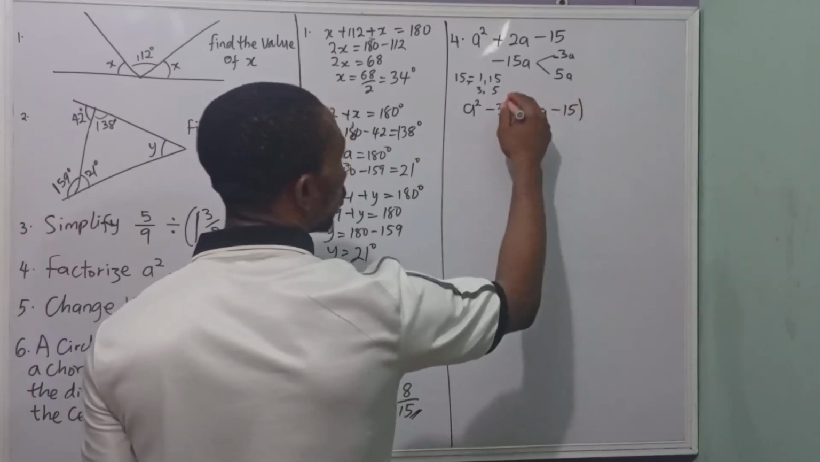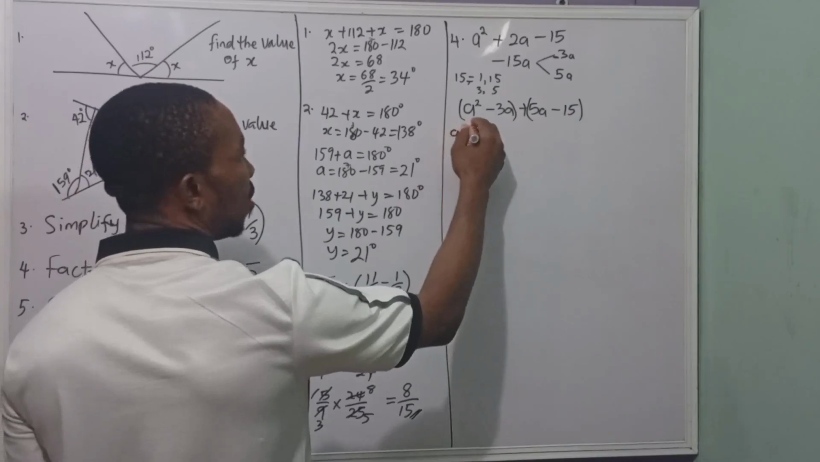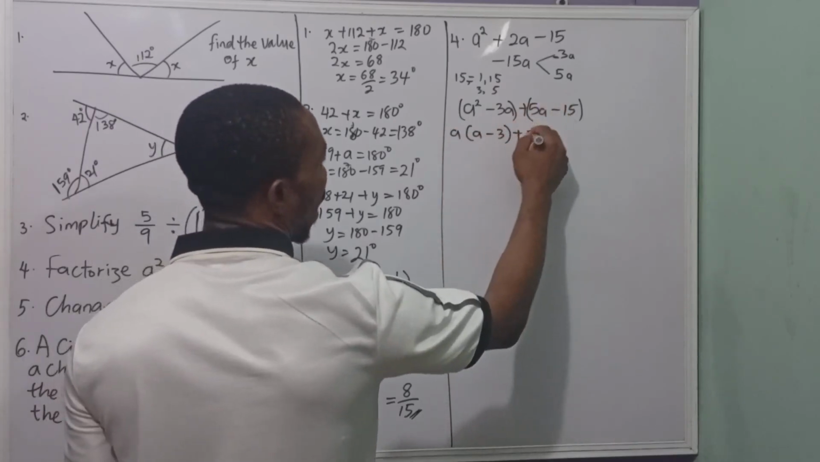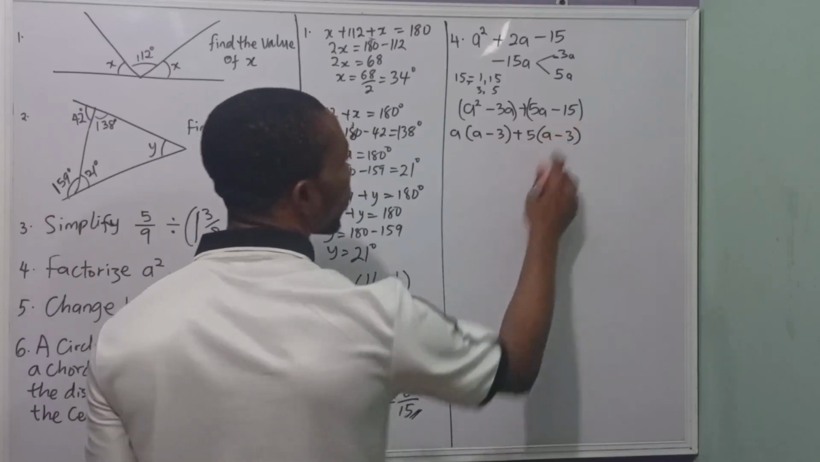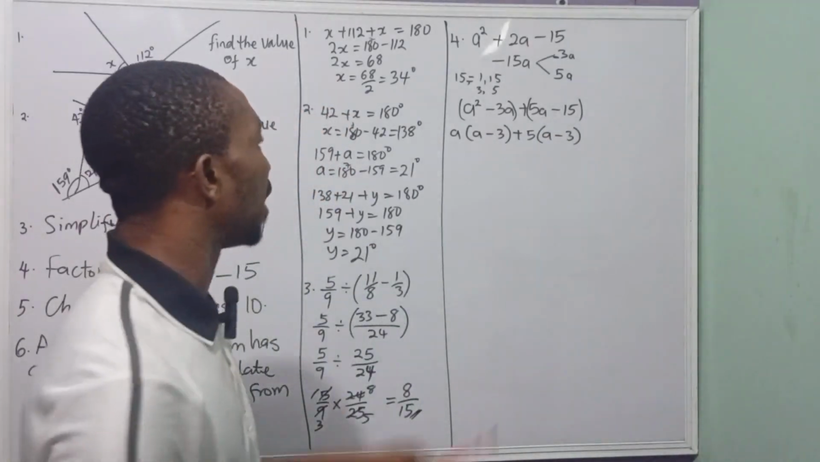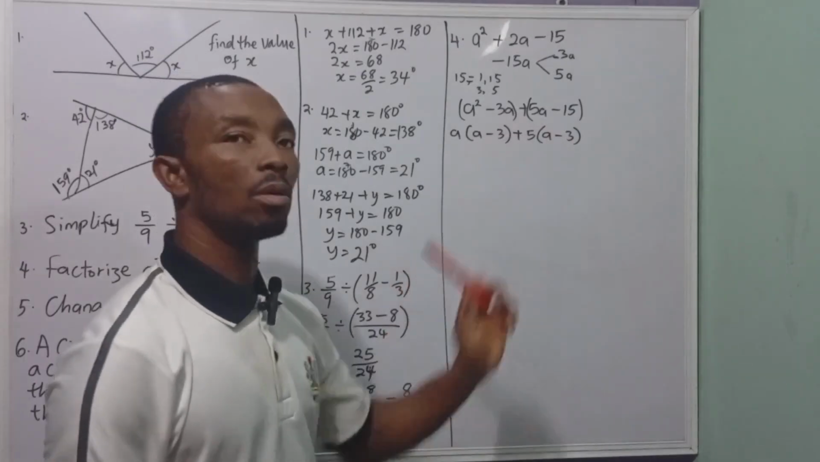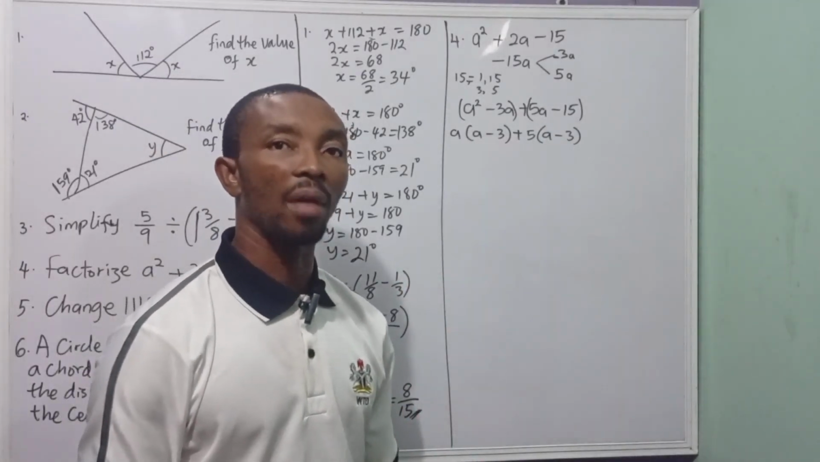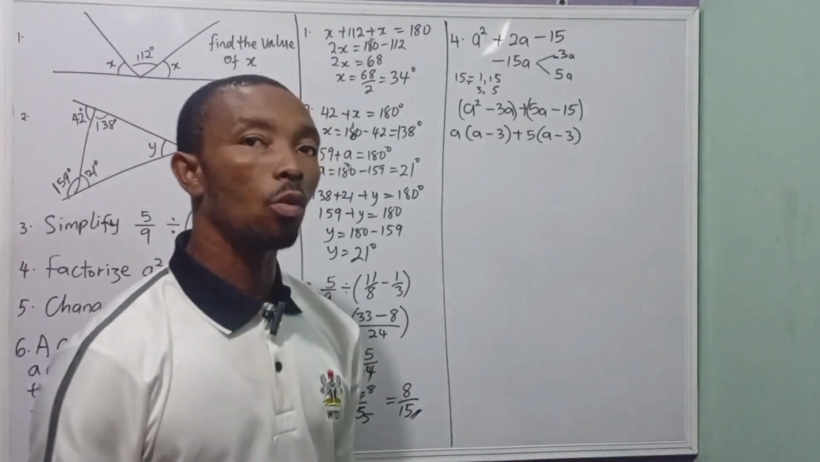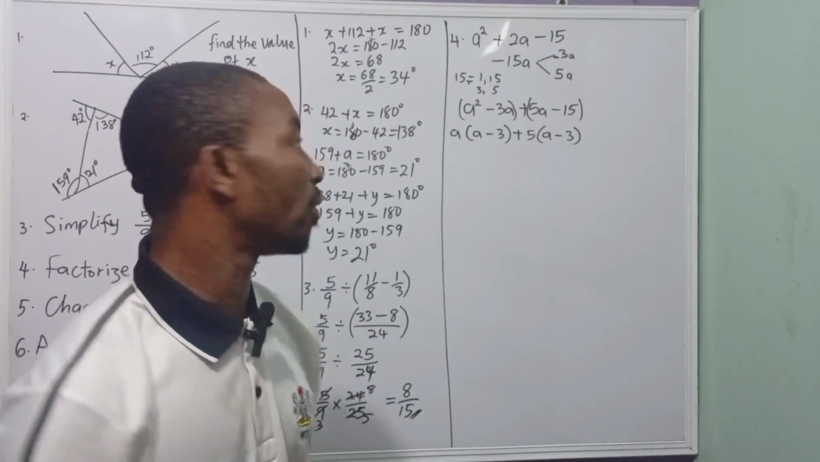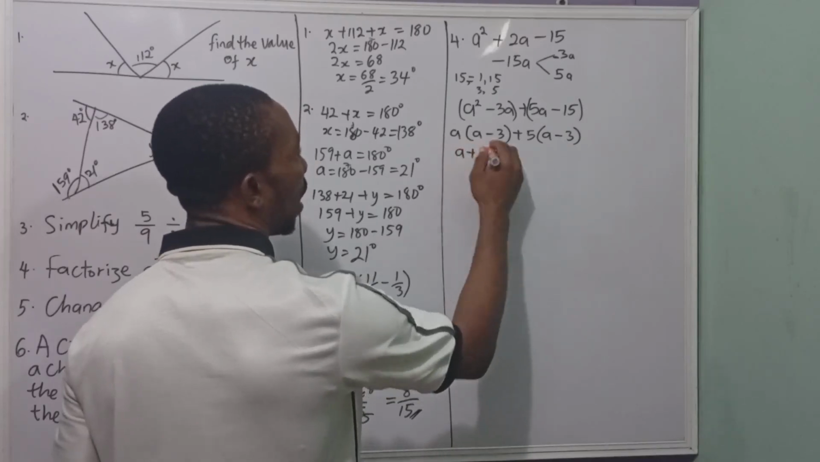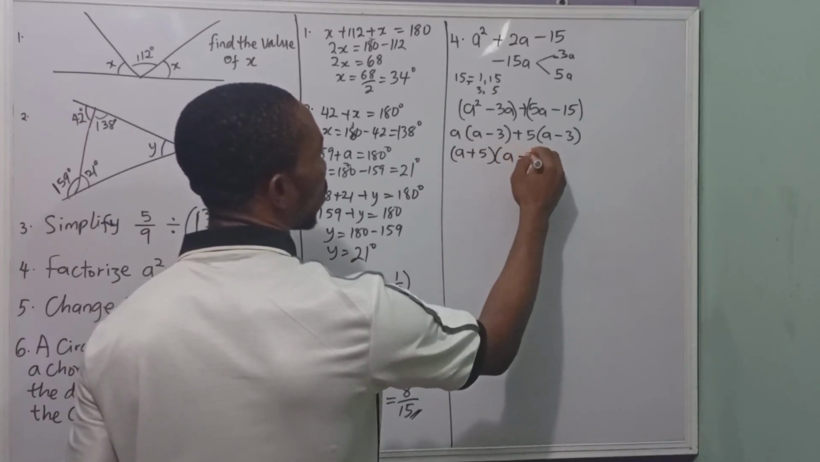Now grouping these two together, what's common here is a, okay, a minus 3, and plus what's common here is 5. We have a minus 3. Now one thing to always remember in factorization is that what is in your bracket must always be the same at the end of the day. The figures you have in your bracket must always be the same at the end of the day. So this becomes a plus 5 and a minus 3.